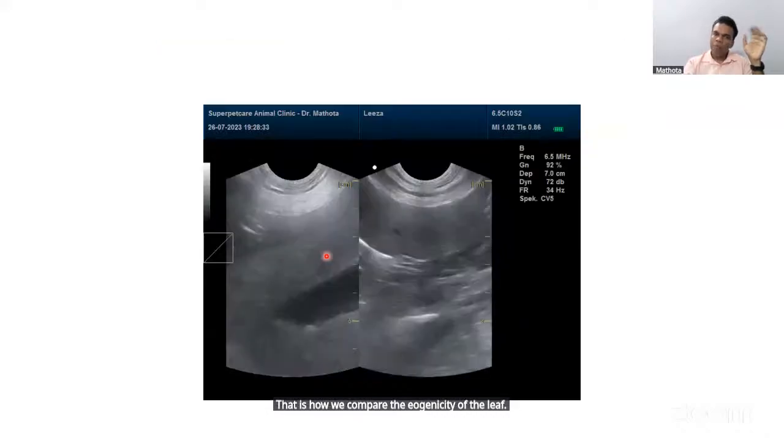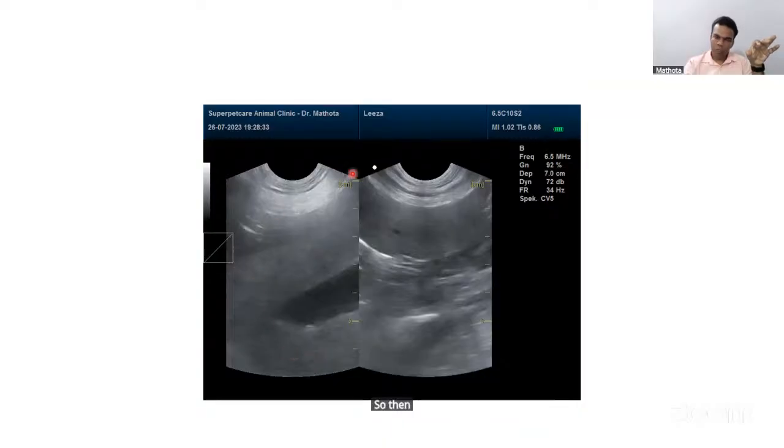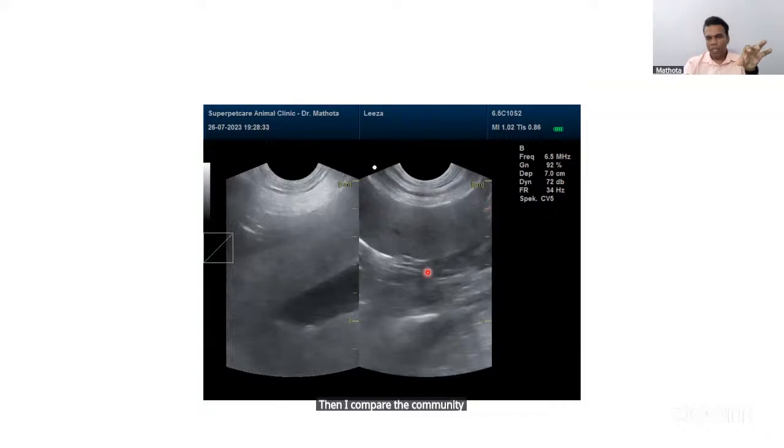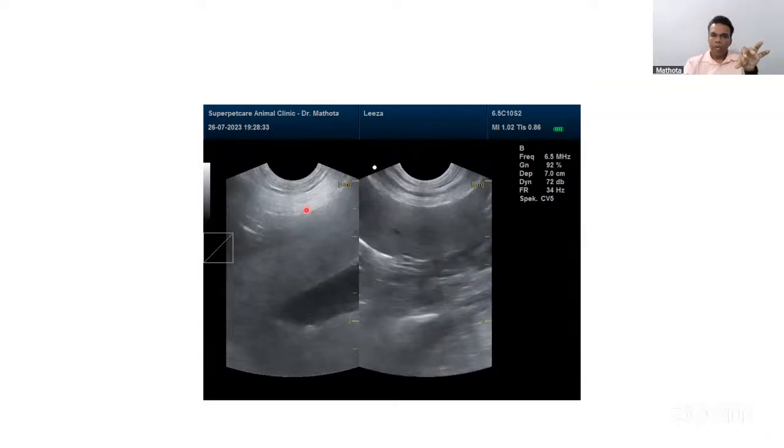Then I compare this with the spleen. When I compare with the spleen, sometimes in the same image I can't get both these organs. So then I go to 2B mode of the ultrasound scanner. You have this 2B mode, so you can get two different images on either side of the screen. One image has the liver, another image has the spleen. Then I compare the echogenicity. Here I don't change the gain or the depth. Then I will compare these two echogenicities.